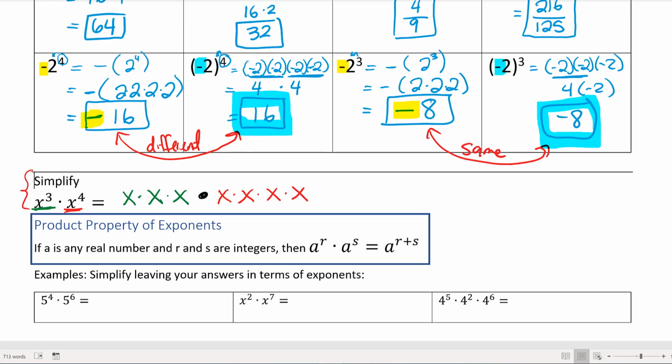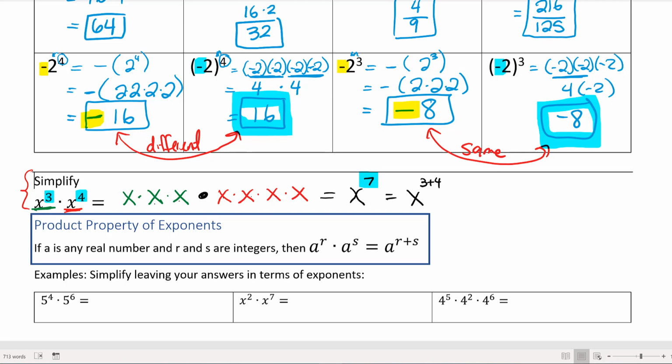Well, notice that because the green are all repeated multiplication, and then we're multiplying that by more repeated multiplication, a more simple way of writing this would just be, since all of them are the same bases, how many times is x being multiplied, being repeated? 1, 2, 3, 4, 5, 6, 7. So this is x to the 7. Well, what would have been an easier way to get from x to the 3 times x to the 4 to x to the 7? Well, it turns out the easiest way to do that is just to add the 3 plus 4.